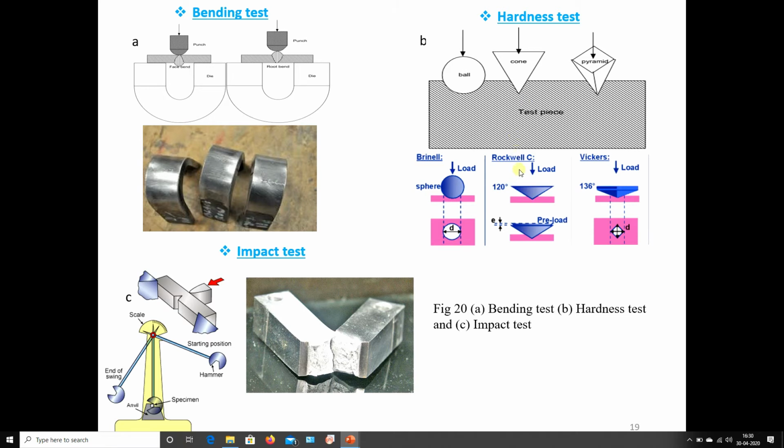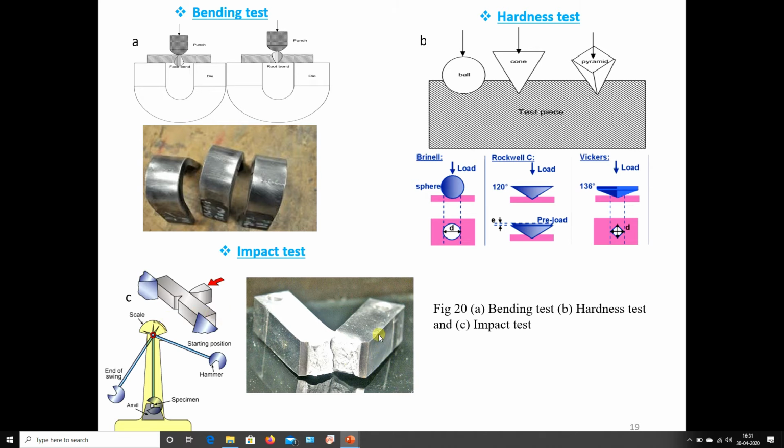In Rockwell we have a minor load and a major load. First we have to apply the minor load to make one small penetration. After that we have to apply the major load, and after that we use some formulas and calculate how much hardness it is. Similarly for Brinell we use one ball, and we apply some force. Then we have to identify the diameter, that means how deep it went. After that we put it into the same formula, and we identify the hardness of the corresponding material. Next one is the impact test. This test will not apply for thin sheets, only for thicker jobs.